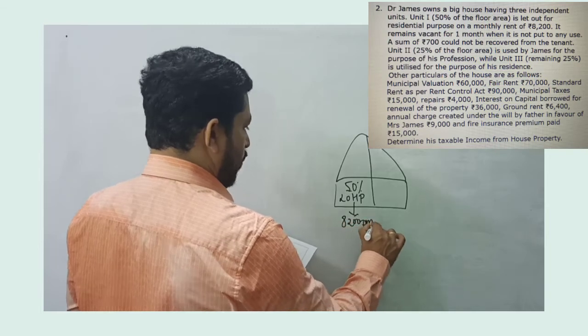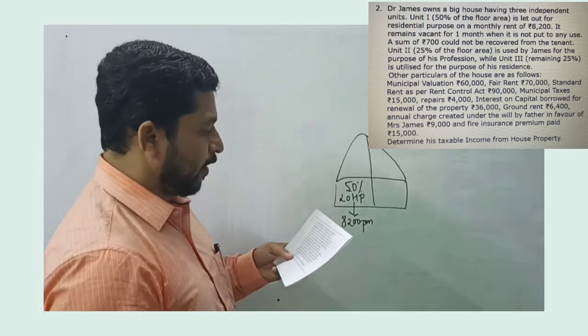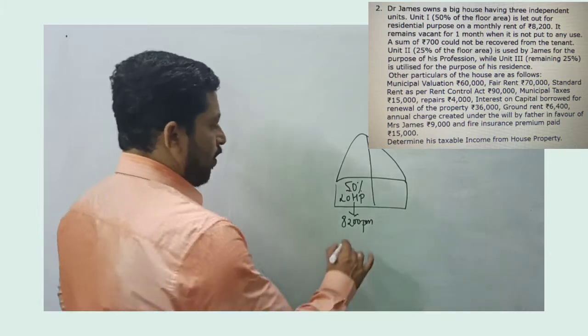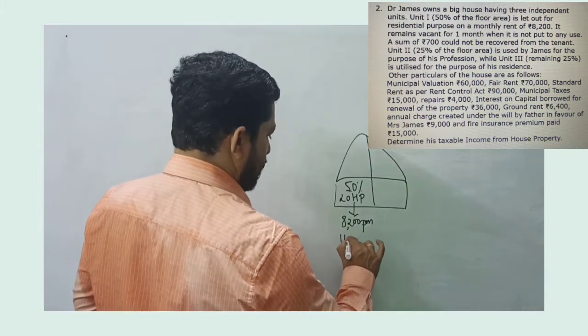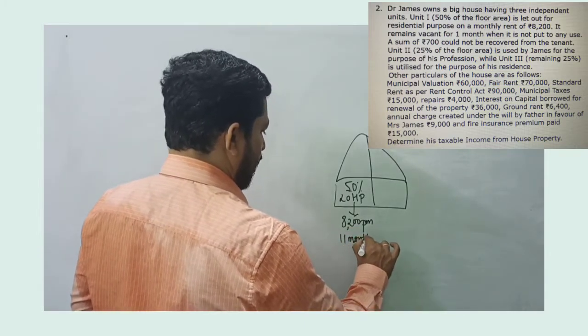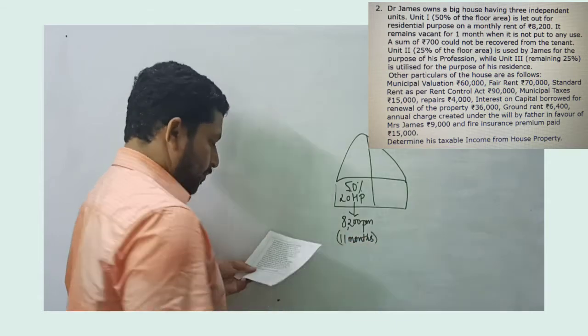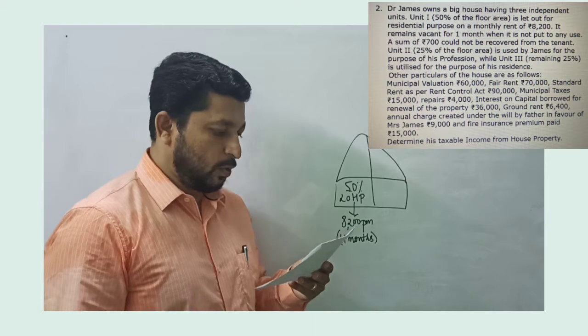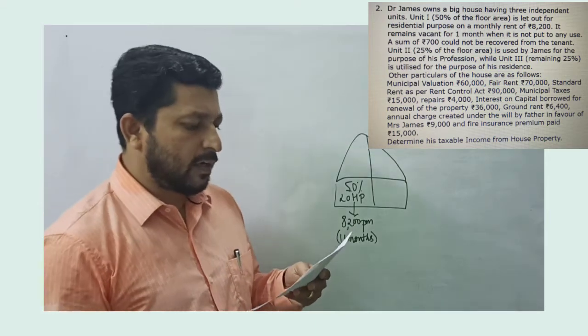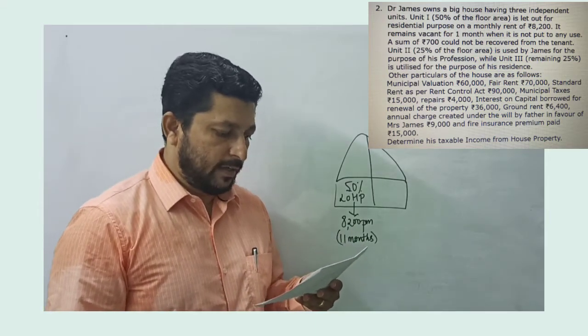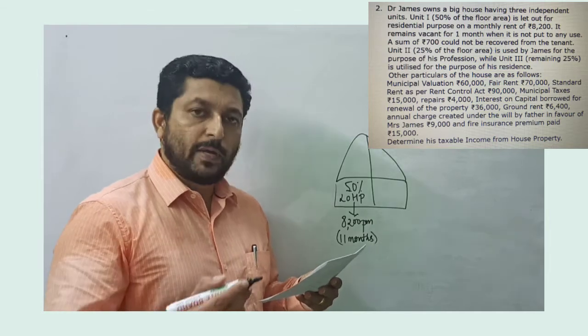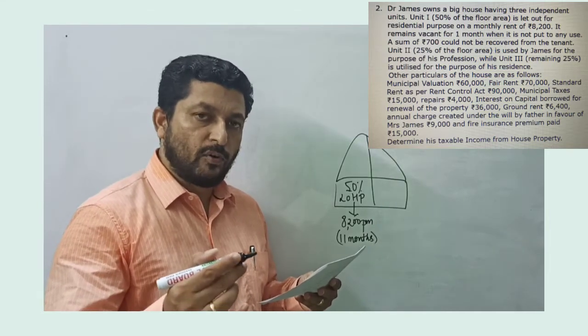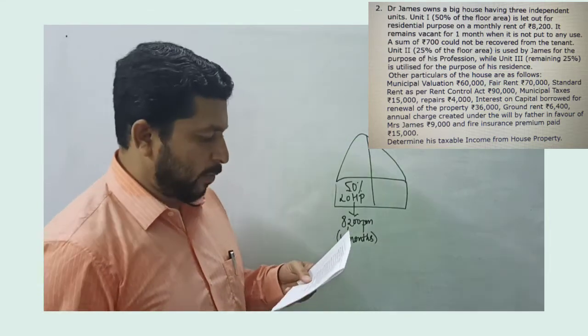So 8,200 per month is the rent. It remains vacant for 1 month. That means rent is received for 11 months only. 1 month vacant, when it is not put to any use. A sum of rupees 700 could not be recovered from the tenant. There is no mention that rule 4 conditions are fulfilled. We'll come to that point.